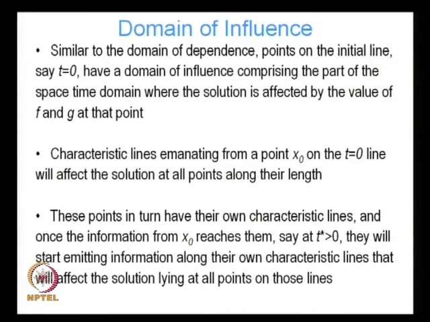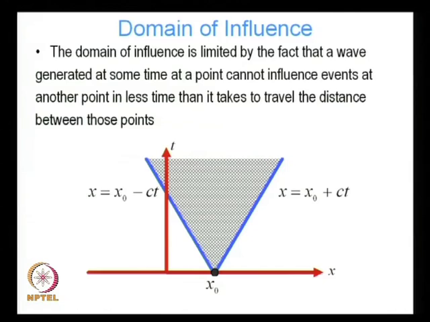But these points in turn have their own characteristic lines, and once the information from x 0 reaches them, say at time t star, they will start emitting information along their own characteristic lines that will affect the solution at all points lying on those lines. So, the domain of influence is limited by the fact that a wave generated at some time at a point cannot influence events at another point in less time than it takes to travel the distance between those 2 points. So, that is how we find out the domain of influence.